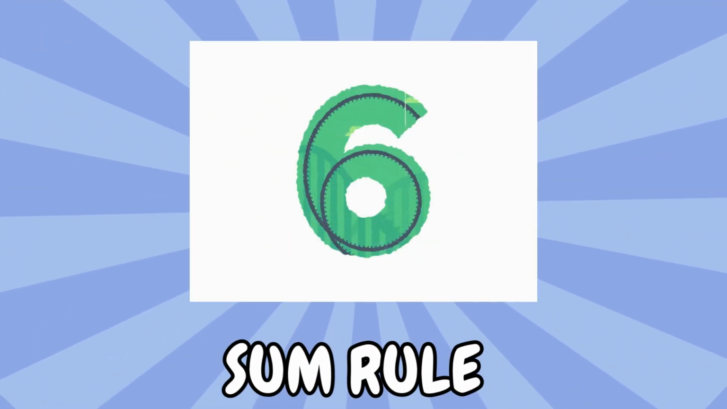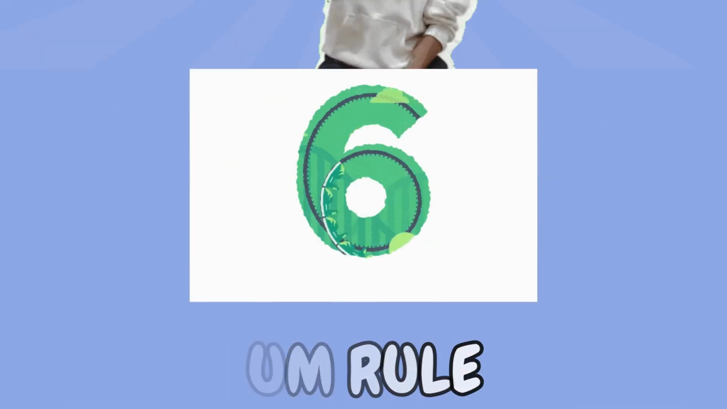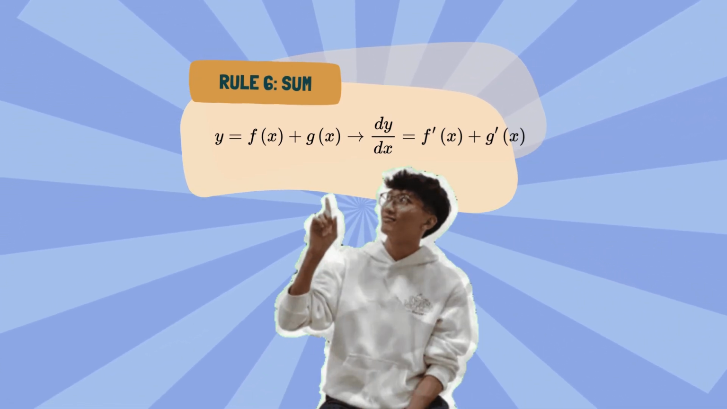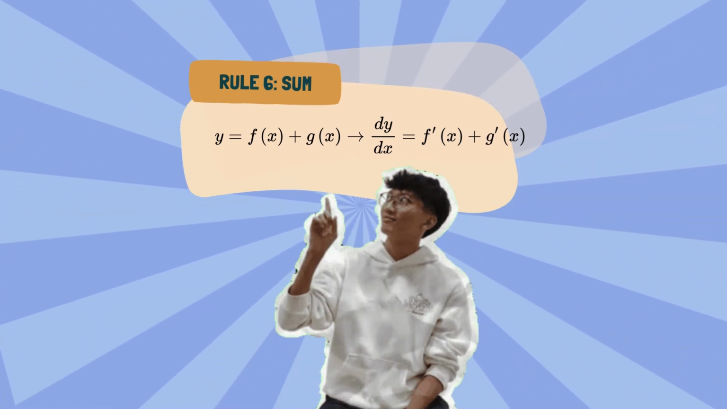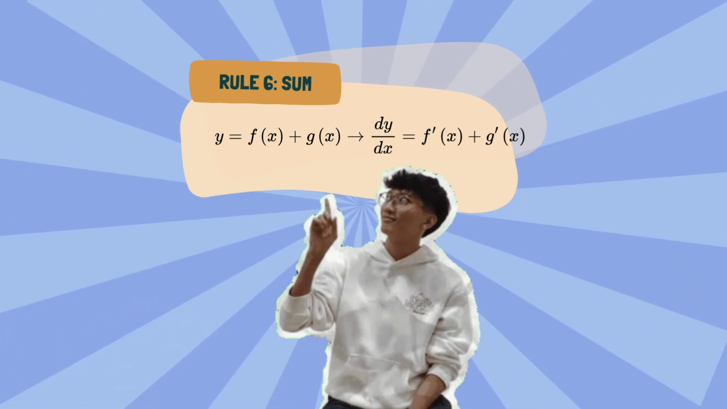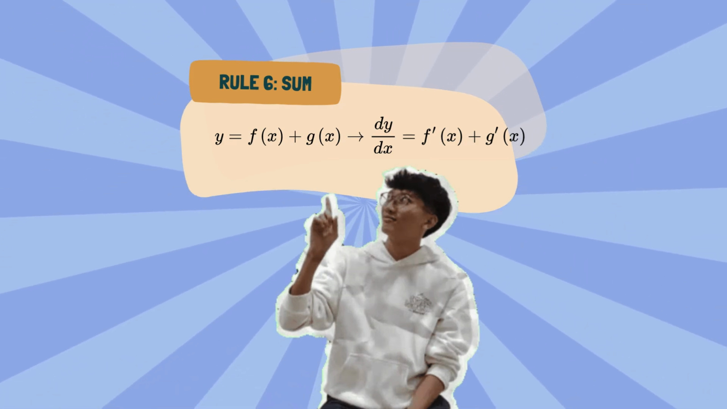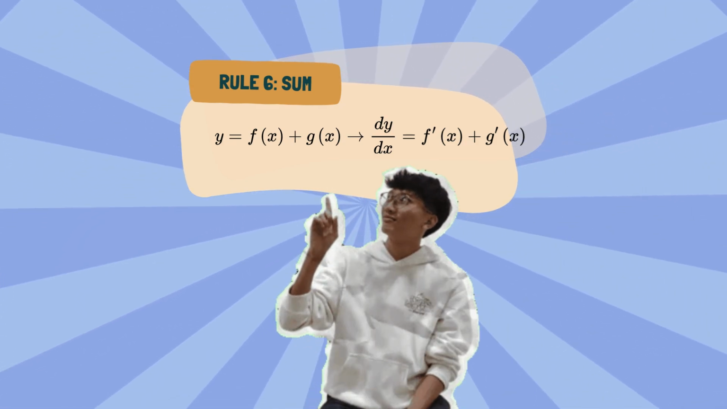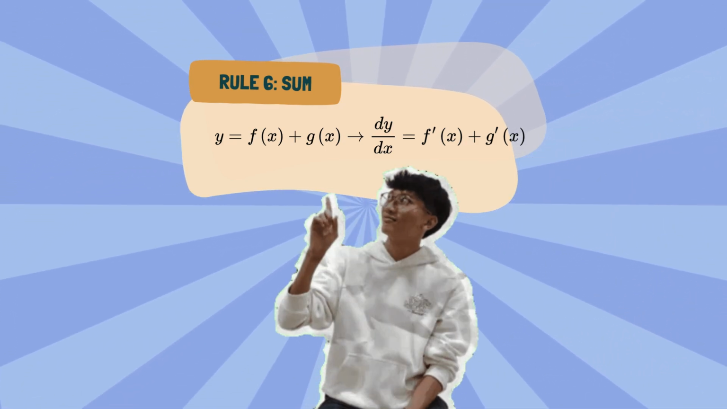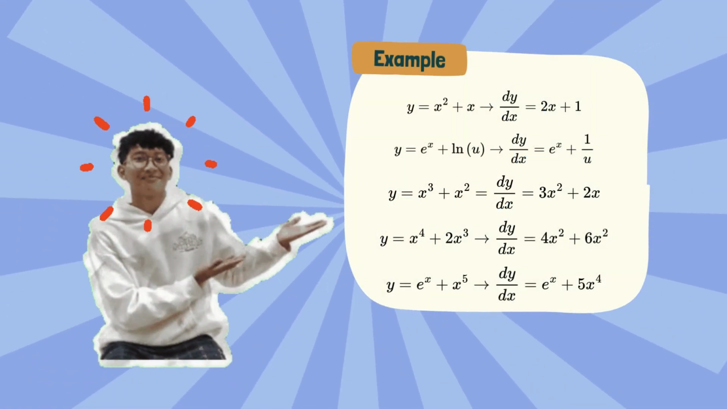Next one is rule number 6, which is sum rule. The equation has multiple terms, which means more than one term. And the example in the general formula we use are f(x) and g(x). In differentiation, we have to differentiate them separately. Let's look at the examples.